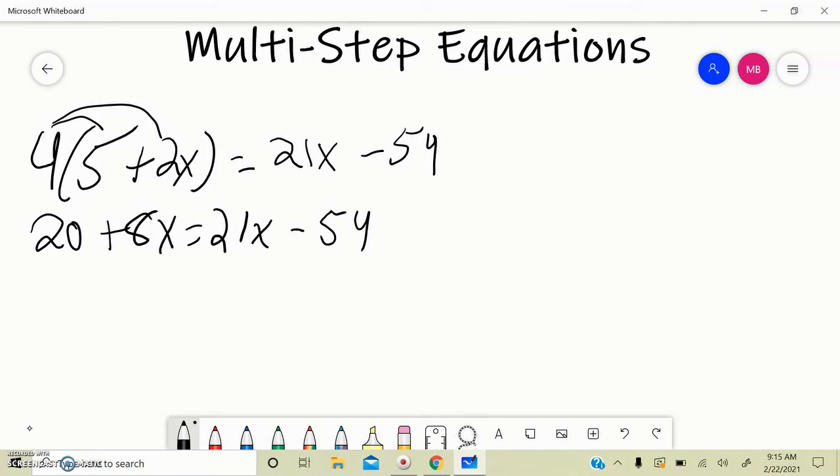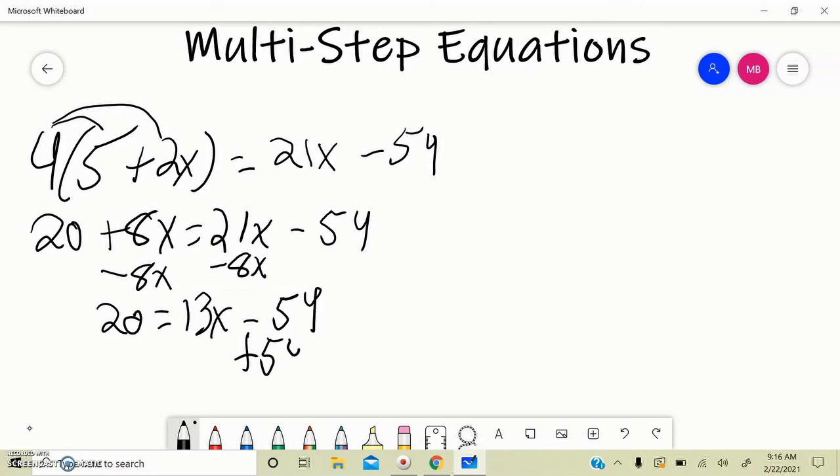So now let's start combining like terms. I can subtract 8x because I want to deal with positive numbers. So I'm left with 20 equals 13x minus 54. Now I can combine my constants. So I'm going to add 54 on both sides. That is going to leave me with 74 equals 13x.